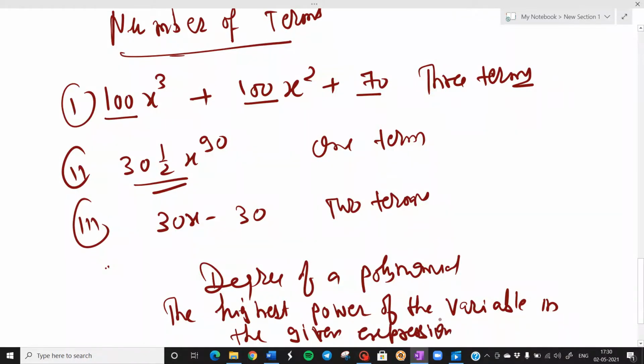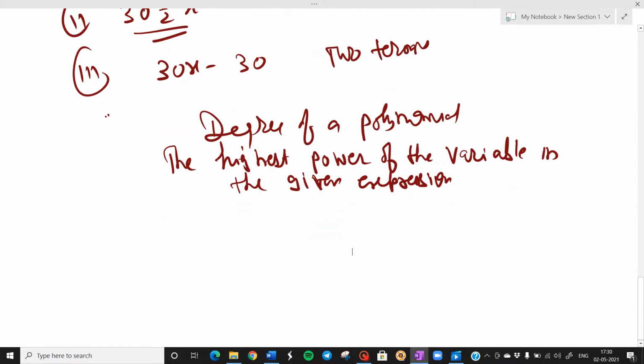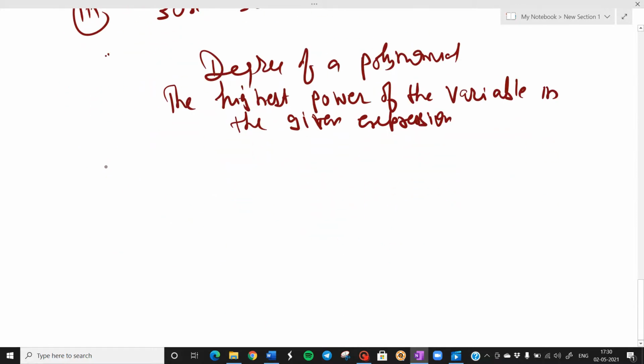That is the degree of a polynomial. We can write here, I'm taking one example: x power 3 plus 100x power 2 plus 30x plus 7. Here we have to see the power of the variable in each term.